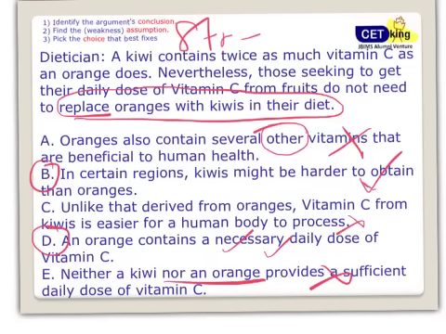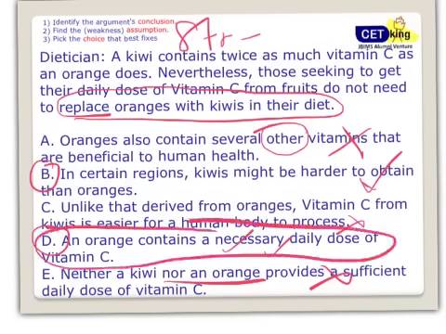Now that is a very, very common situation, that there are two possible answers, and if you mark B, you are out. Which is stronger? Obviously D, because B is talking about in certain regions kiwi might be hard to obtain. Now this statement is actually out of scope, because we're not talking about the location, we're just talking about the qualities of a food. So B is out. Anyway, D was stronger, so obviously D will be the answer.